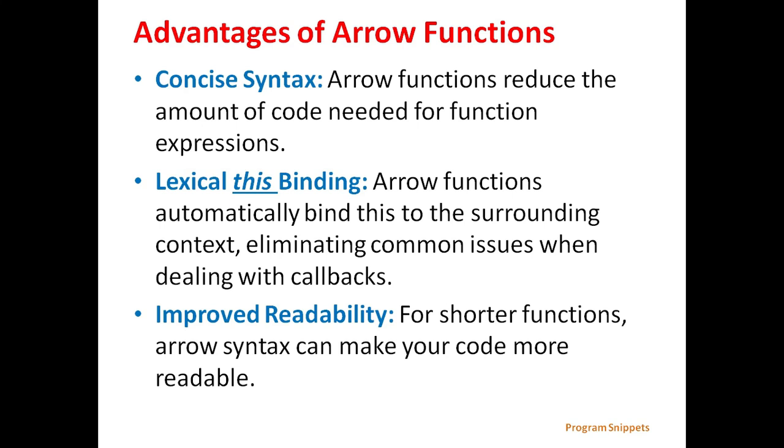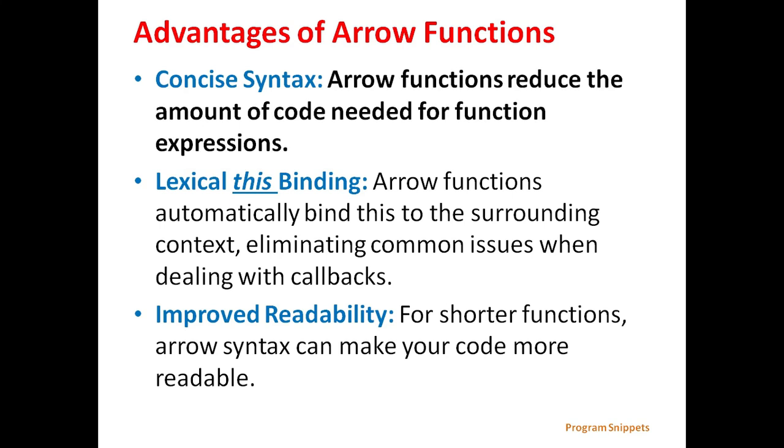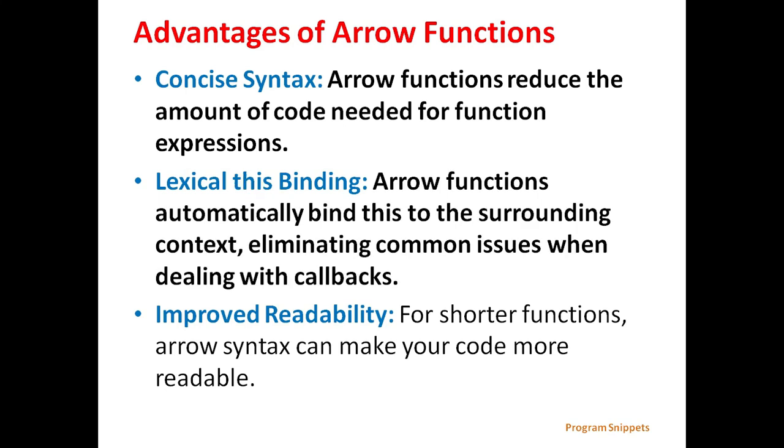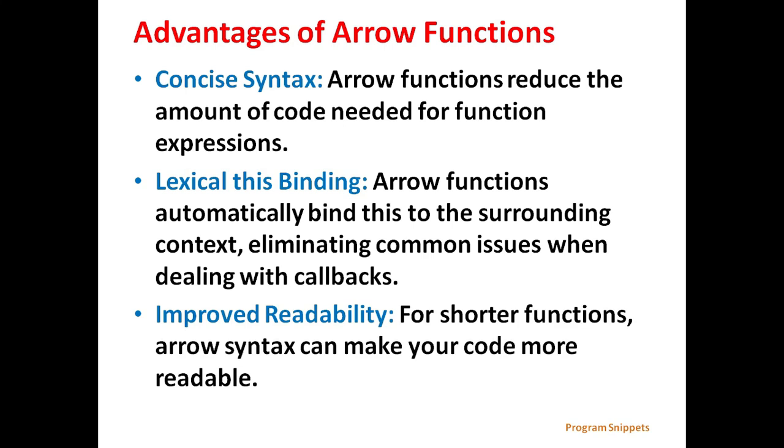Advantages of using arrow functions are concise syntax. Arrow functions reduce the amount of code needed for the function expression. Then lexical this binding. Arrow functions automatically bind this to the surrounding context, which eliminates common issues when dealing with callbacks and improves the readability. For shorter functions, arrow syntax can make your code more readable.